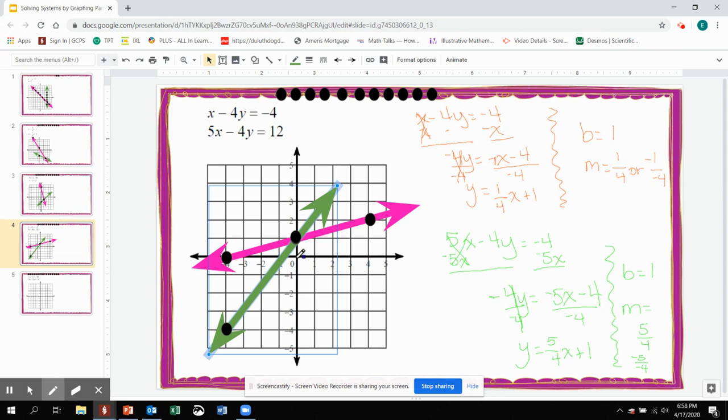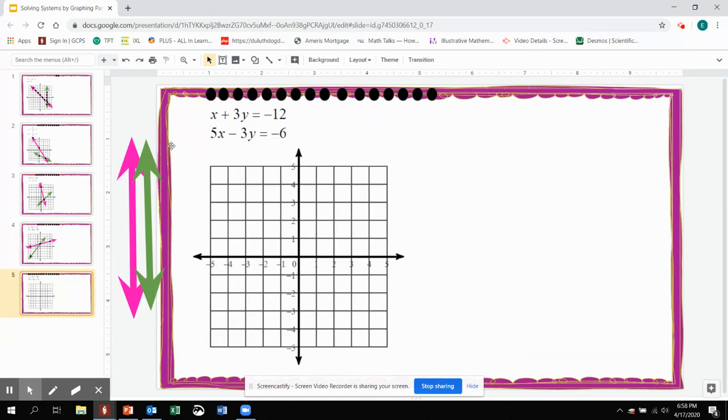And what I notice is if I start at the origin, I don't have to move left or right to get to that point. That means that I have an x value of 0. And then I have to move up 1 to get to that point. So that means I have a y value of 1.